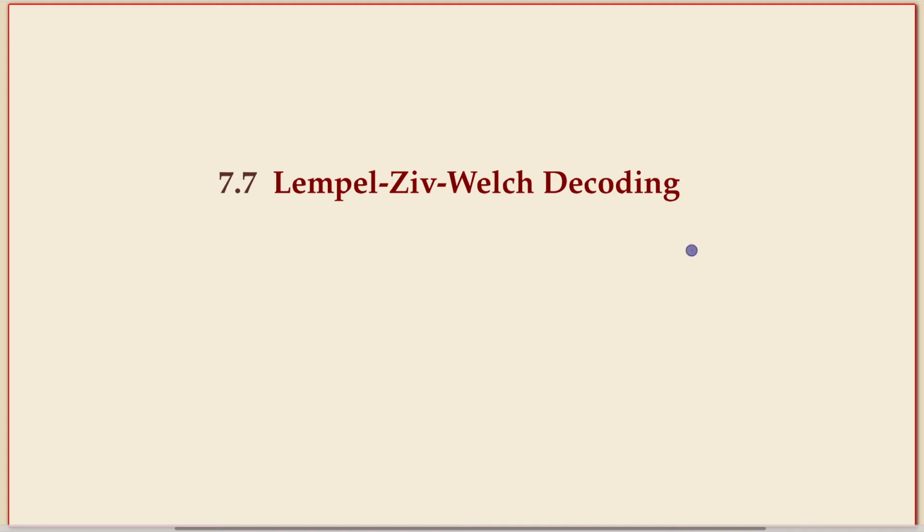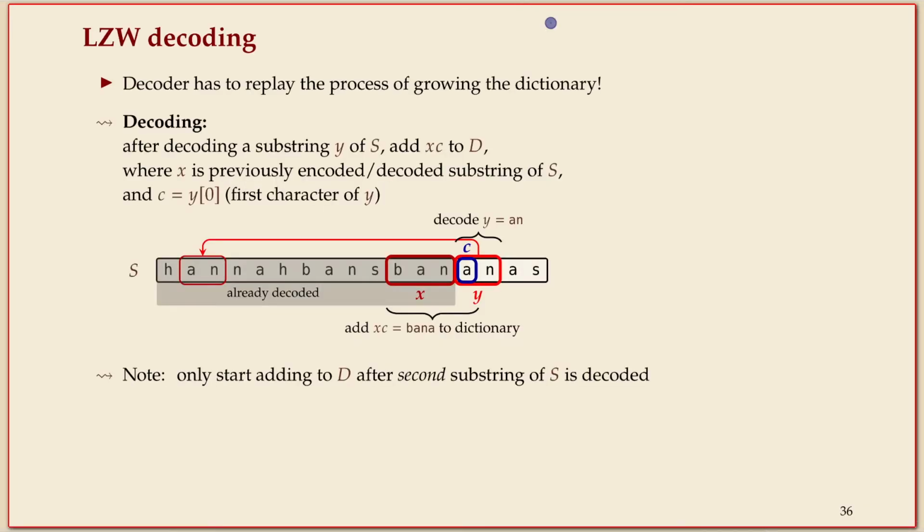Before we come to a little more discussion of how well this works, let's see that we can actually decode what we produced with Lempel-Welch. As always, decoding is the opposite of encoding, so we just replay what the encoder has done. The decoder will have to play the same game of growing the dictionary whenever you decode one phrase. So for the decoder, this looks as follows. You decode a substring y of the source text by means of finding it in the dictionary. And after you decoded y, you have to add from the previous phrase a new code word to the dictionary, right? So in the picture, this y is the thing you decode now.